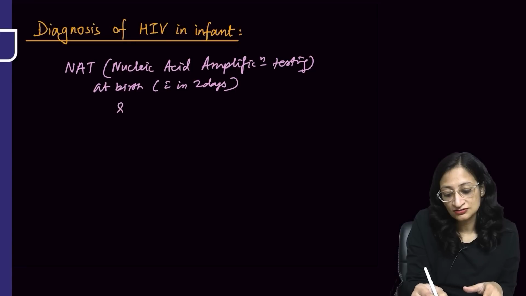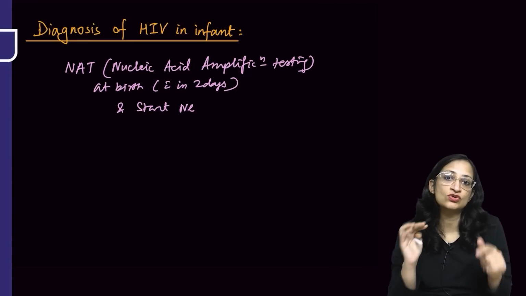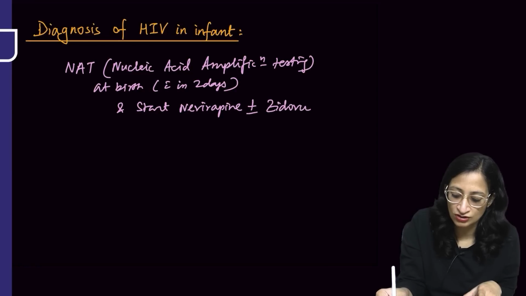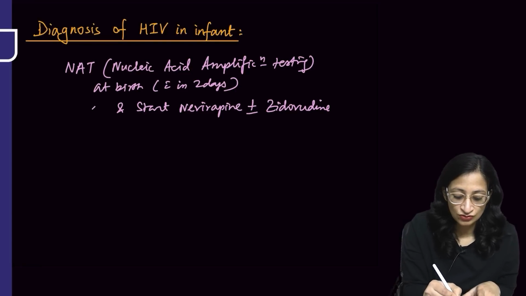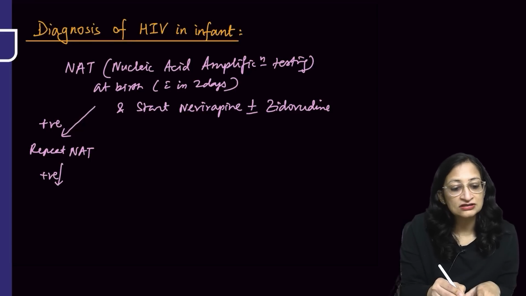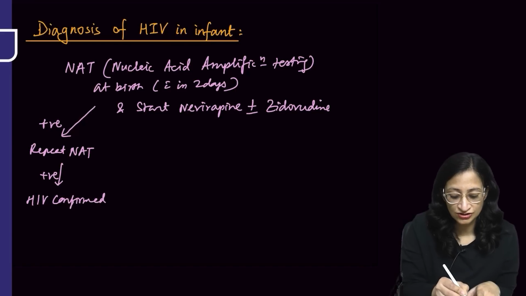And start nevirapine with or without zidovudine depending on whether the baby is low risk or high risk. If the NAT result comes to be positive, then you repeat NAT, and if that is also positive, then HIV is confirmed in the baby and you start proper antiretroviral treatment.